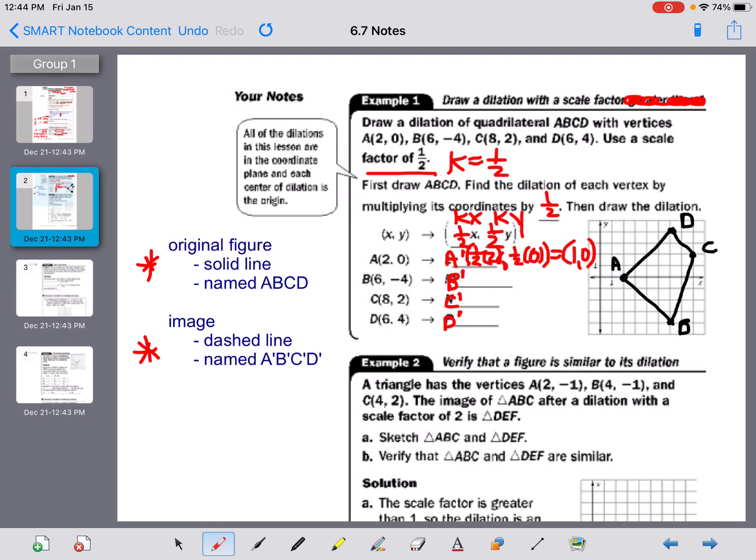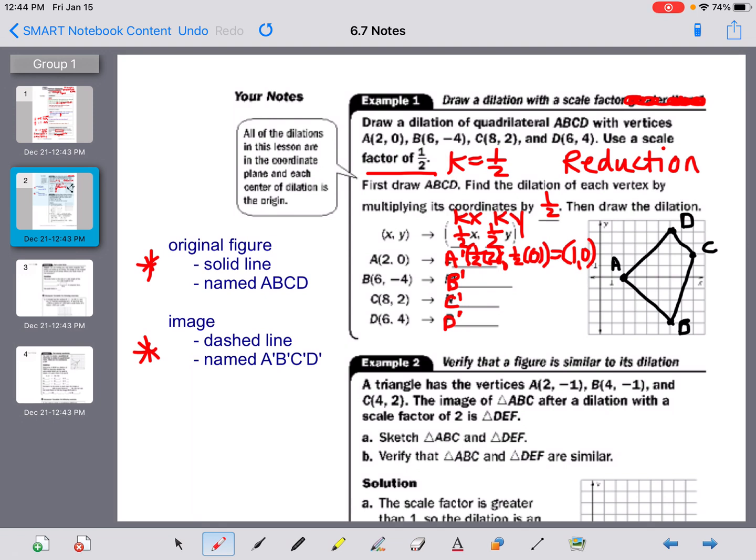1/2 is smaller than 1, so it looks like we should probably have a reduction, right? Because we should get smaller. Now, the question I always ask, because our brains already have a picture in our mind: when you picture this reduction, where do you see this new figure going to be?